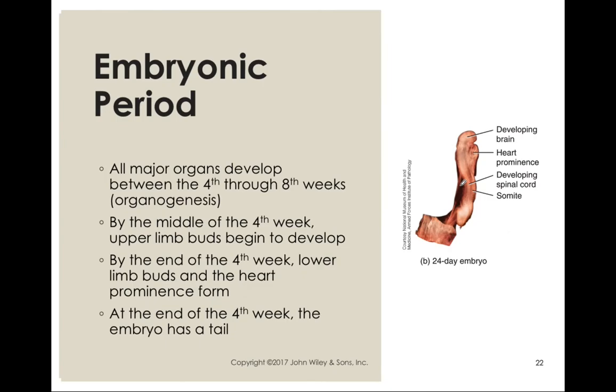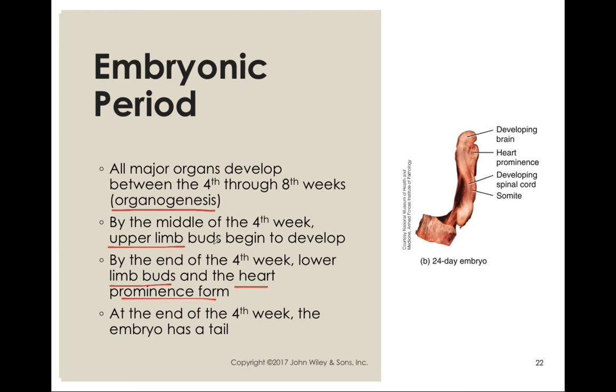Now, embryonic folding is not the only process that takes place in the 4th week. We're going to see that organogenesis is going to begin in the 4th week. We're going to see that the upper and lower limbs are also going to start developing here in the 4th week, as well as the heart prominence. And also, the embryo is going to have a tail at this point as well, which will eventually disappear.